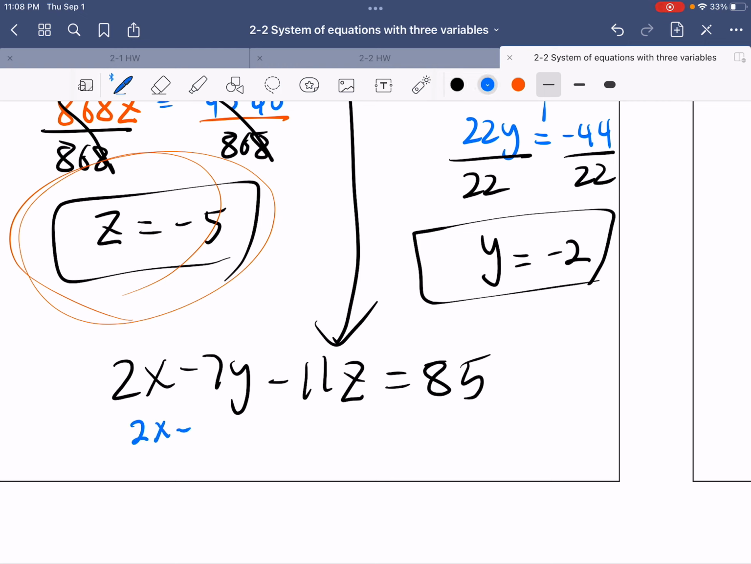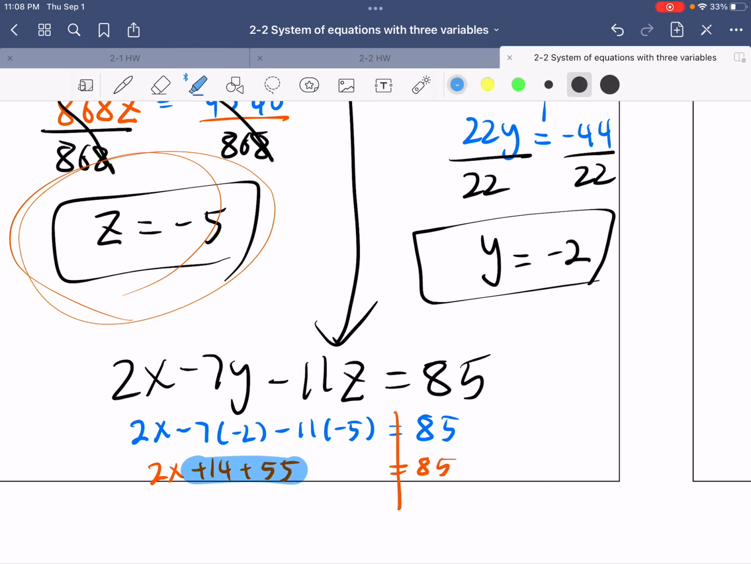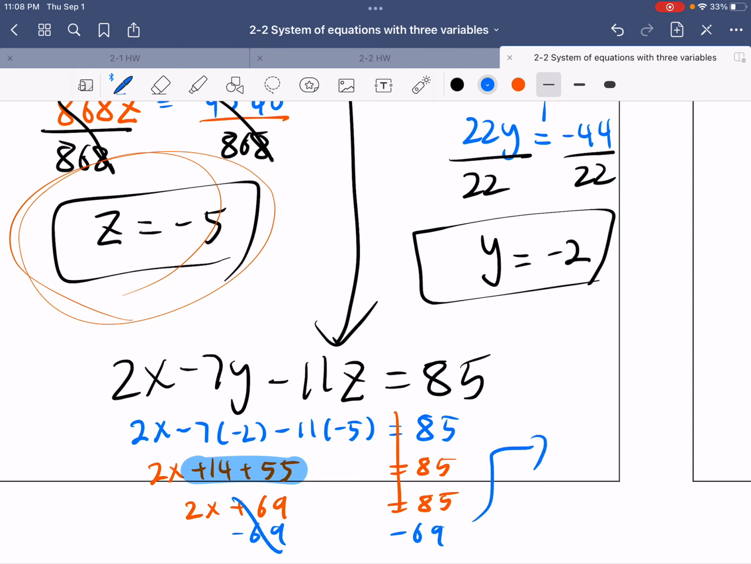So 2x minus 7, but instead of y, I'm going to put negative 2. Minus 11, but instead of z, I'm going to put negative 5, because that's what we got. So it's very simple. So I get 2x plus 14 plus 55 is equal to 85. 14 plus 55, so I'm going to combine these two. So I get 2x plus 69 equals 85. Minus 69 both sides. Let me write it down here. So you get 2x equals 85 minus 69. And what is it?